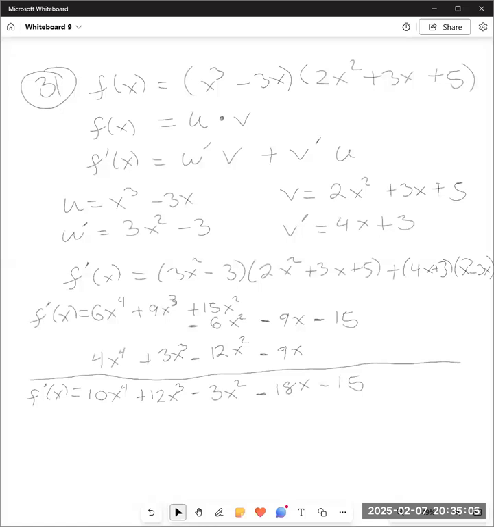So, and again, we used the product rule here. Okay. Let's look at number 35 next.